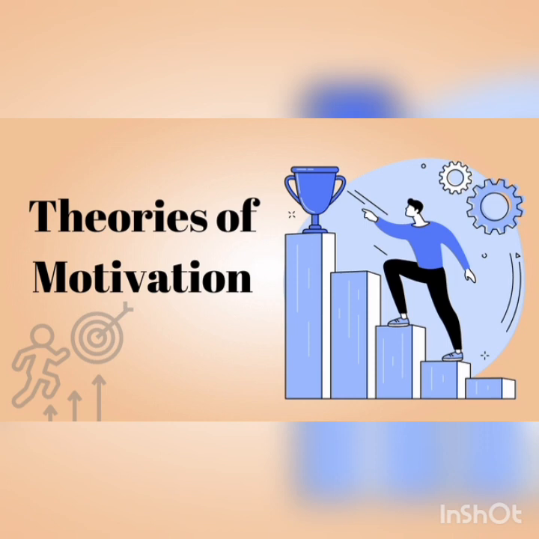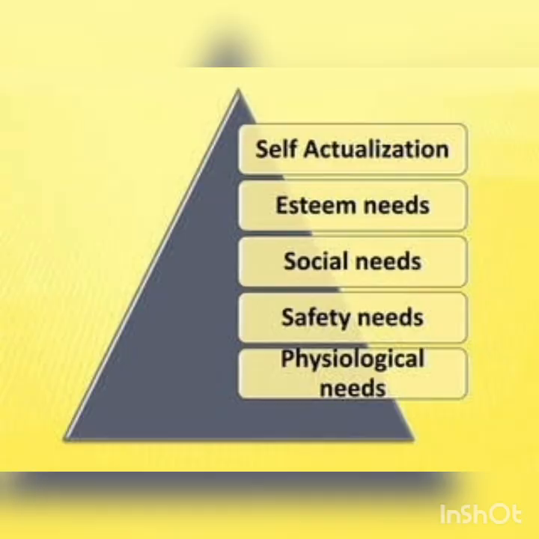Various psychologists have studied human behavior and found various theories. These include Maslow's theory of hierarchy of needs, Herzberg's motivation hygiene theory, McGregor's theory X and theory Y, theory Z, and the last one, Vroom's expectancy theory. Let us now briefly discuss motivation theory. Under that, first one, Maslow's theory of hierarchy of needs.